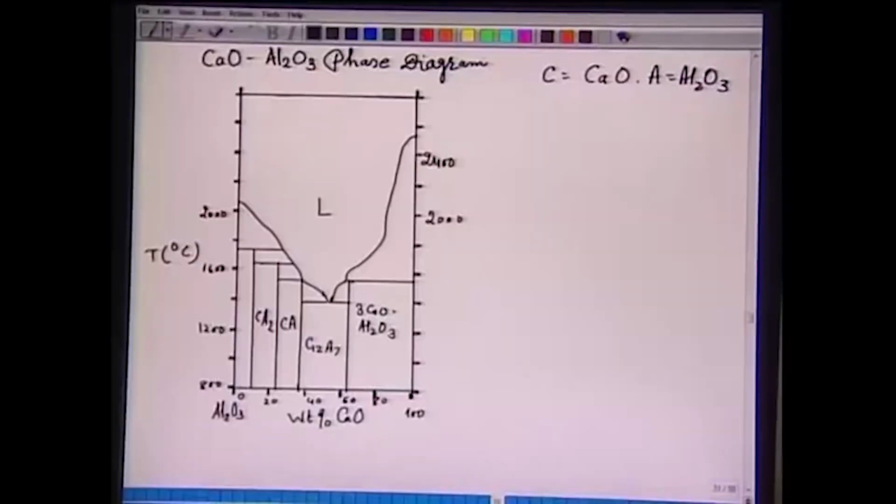How does it do this? If you see this phase diagram of CaO-Al2O3, which I have sketched for you, on the x axis at this point we have 100% Al2O3 and this is 100% CaO. If we add CaO, then the melting point of the alloy decreases. In fact, the composition corresponding to C12A7, that means 12CaO 7Al2O3, has a melting point of around 1400 degrees Celsius.